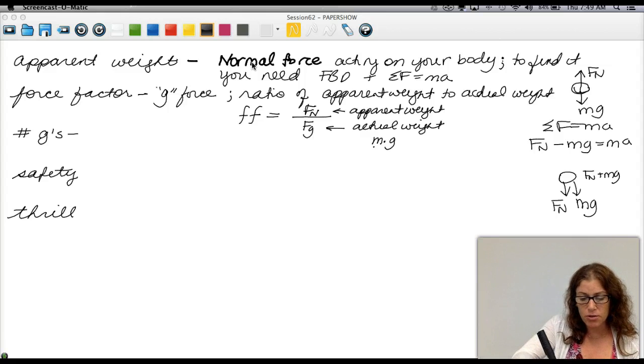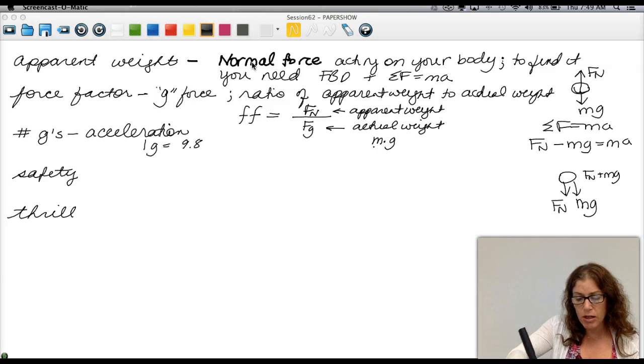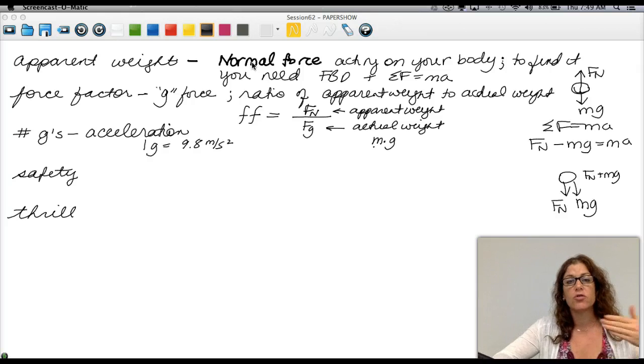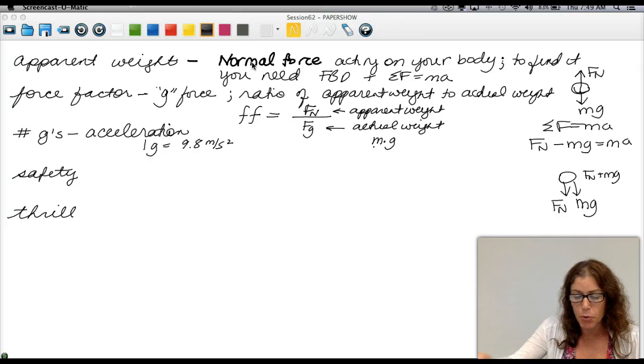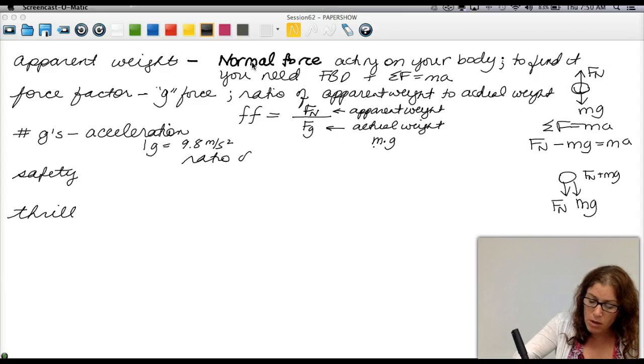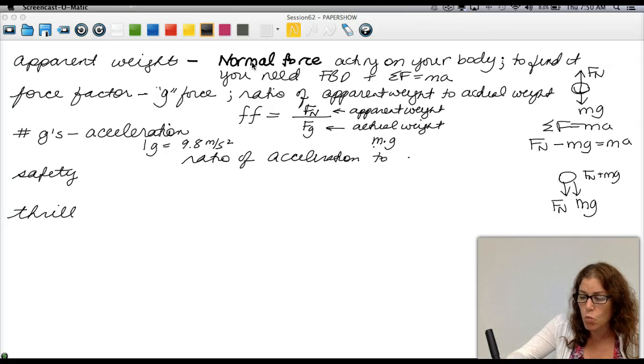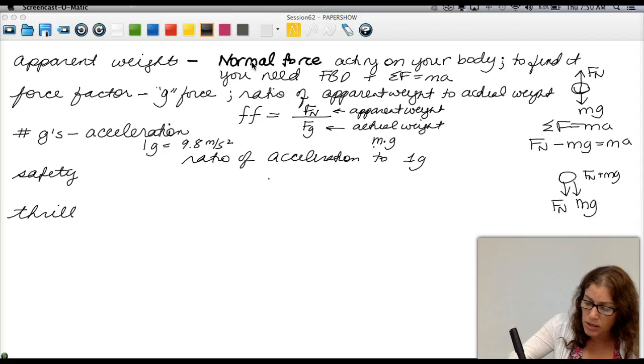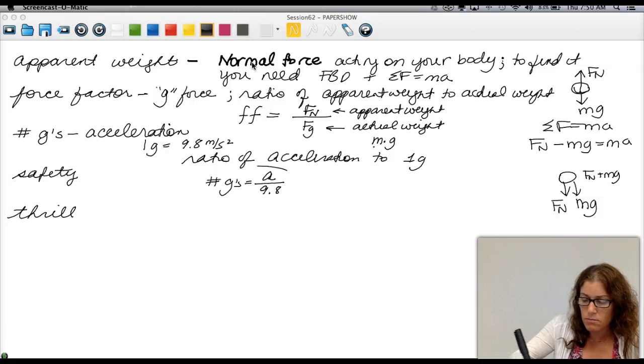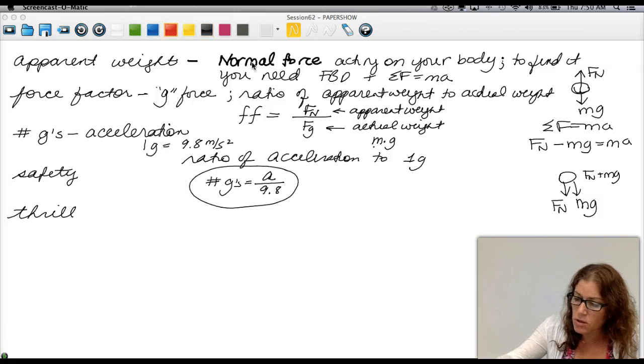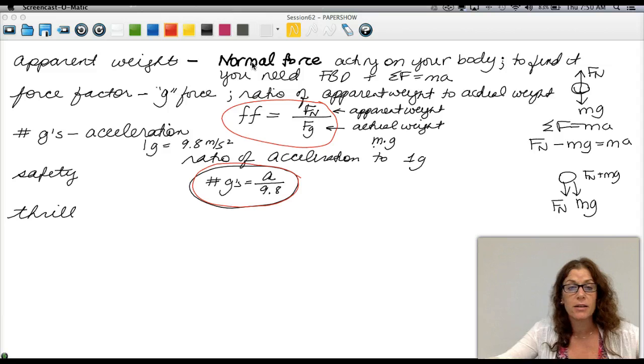This is an acceleration, right? This actually has to do with acceleration. So 1 g is 9.8 meters per second squared. 2 g's is 2 times 9.8. 3 g's is 3 times 9.8. It's a ratio of your acceleration to 1 g. Okay, so what it looks like is acceleration over 9.8. That's your number of g's. Okay, so these are different things that you're going to have to calculate when we're doing our ride analysis.